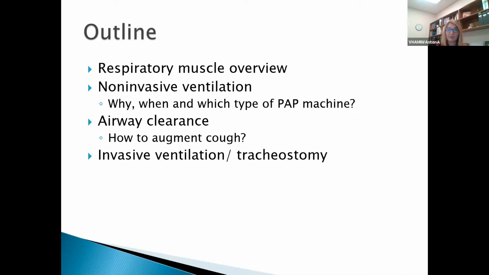I'm going to start with a brief overview on respiratory muscles. We're going to talk about non-invasive ventilation, why, when, and which type of PAP machines, the importance of airway clearance, and how to augment cough. And I will finish by talking about invasive ventilation through a tracheostomy. So let's start with the respiratory muscles.